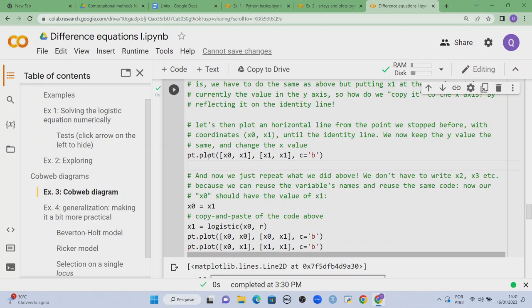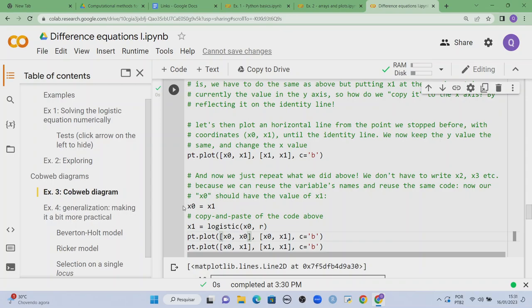I just say, well, now my new x0 is x1, and I run exactly the same code as before. So I keep reusing the variable names, right? Of course, the new x1 now will actually be x2, okay? But I don't have to keep naming new variables ad infinitum. I just reuse the variable names, yeah?